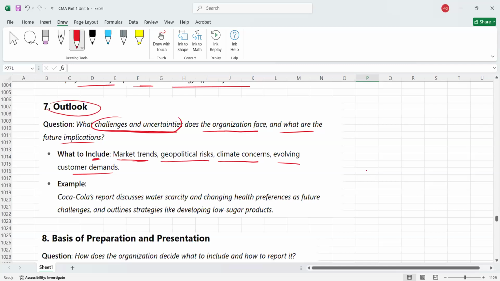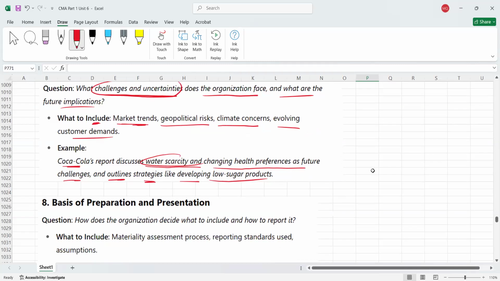Examples we got here: Coca-Cola's report discusses water scarcity and changing health preferences as future challenges. Definitely Coca-Cola uses water in the soft drinks, and they explain how they can use water in a more sustainable way. They outline strategies like developing low sugar products, etc. So this is the outlook. Generally, under the outlook section you will include information about climate concern, market trends, geopolitical risk, etc.